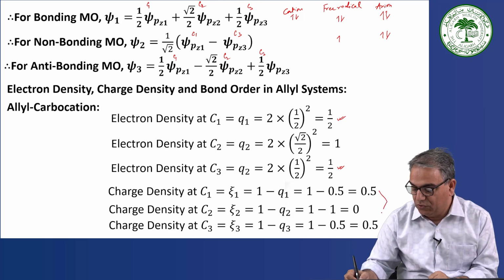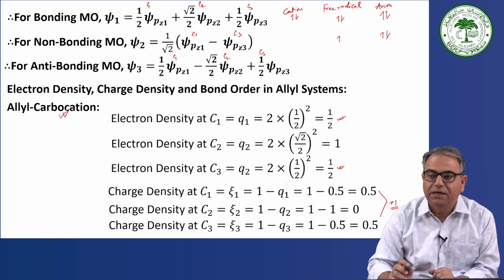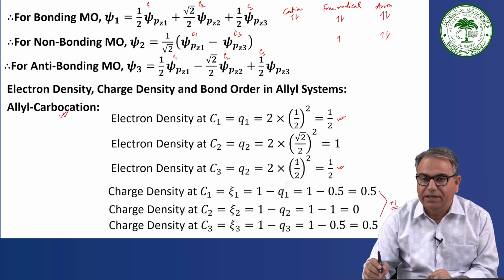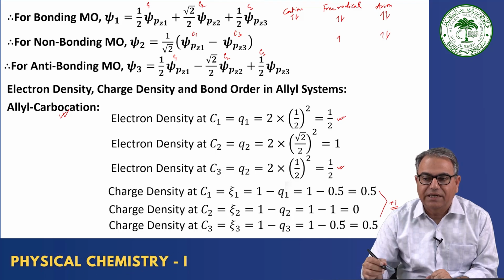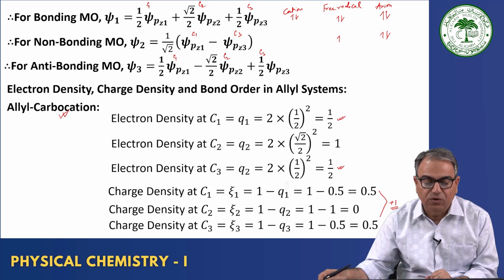So if you sum these together, what charge do you have? You have a charge of plus 1. And since it is a carbocation, it is expected that the system will have a plus 1 charge. So that's the beauty of HMO coefficients, that even after such drastic approximations, the result which we get is exactly what is expected. So we get plus 1 charge present on the carbocation. If you have to calculate the bond order, how do you do this?